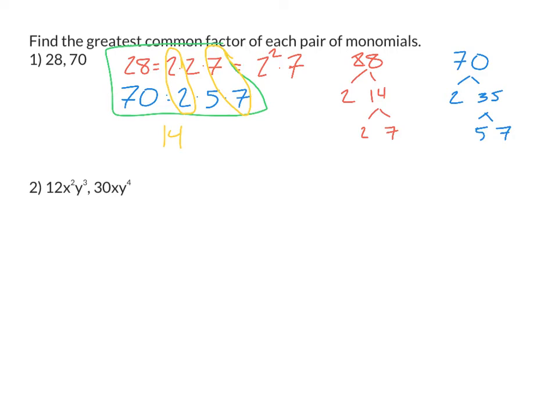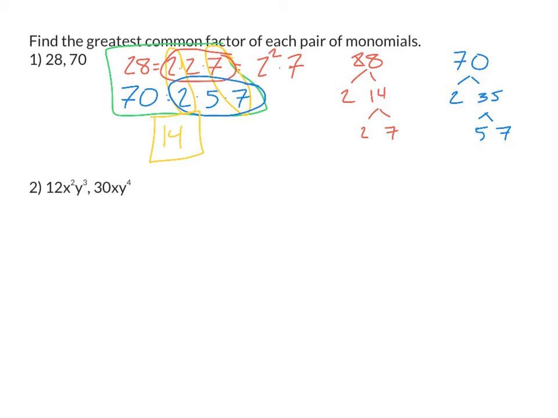As you can see from the 28, 2 times 7 would make 14, but 14 times that 2 makes 28. In the 70, we have the 14 from the 2 and the 7, and times that last 5 would make 70. So 14 is the GCF, or the greatest common factor, for 28 and 70. It's the largest number that divides into both.